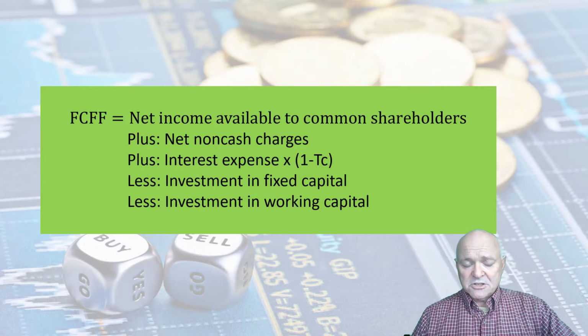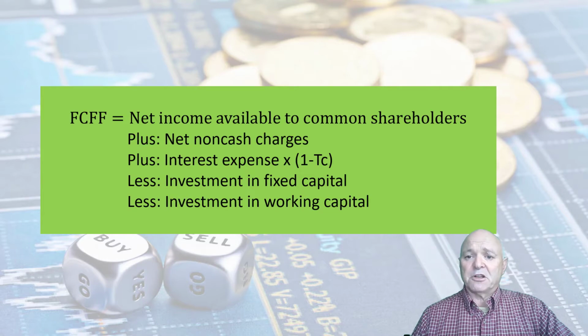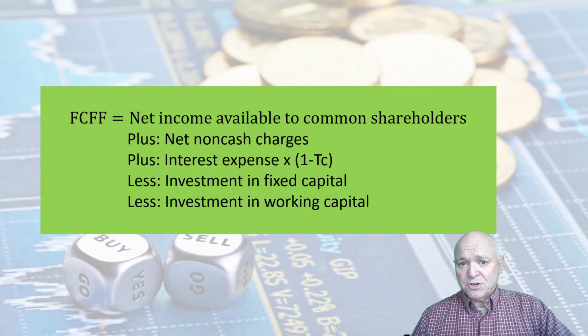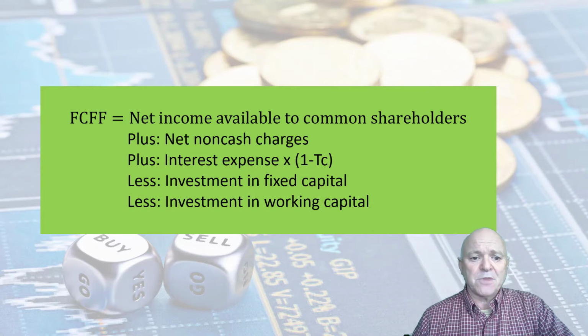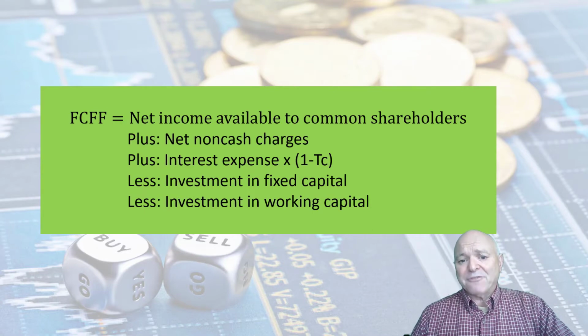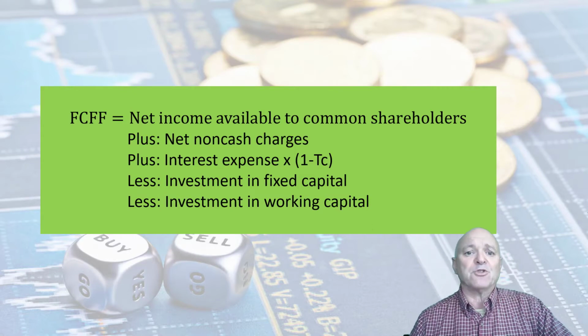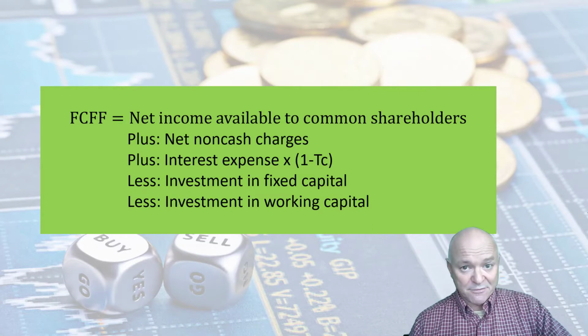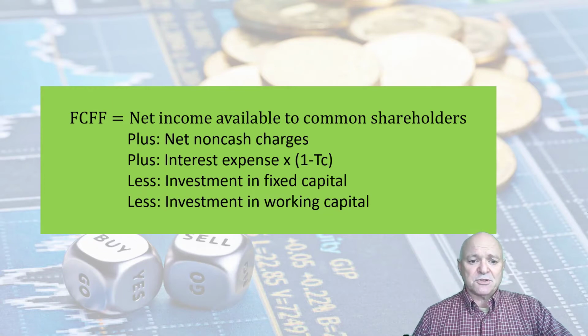So to simplify things, our free cash flow to the firm starts off with the net income that's available to the common shareholders, and we add back non-cash charges, things that don't involve a movement of cash in or out of the firm, things like depreciation. I'll give you a longer list in just a minute. We're also going to add back the after-tax value of interest, because of course interest creates a tax shield. So if we have $100 in interest expense and we have a 25% tax rate, $100 times 1 minus 0.25 would be $75.